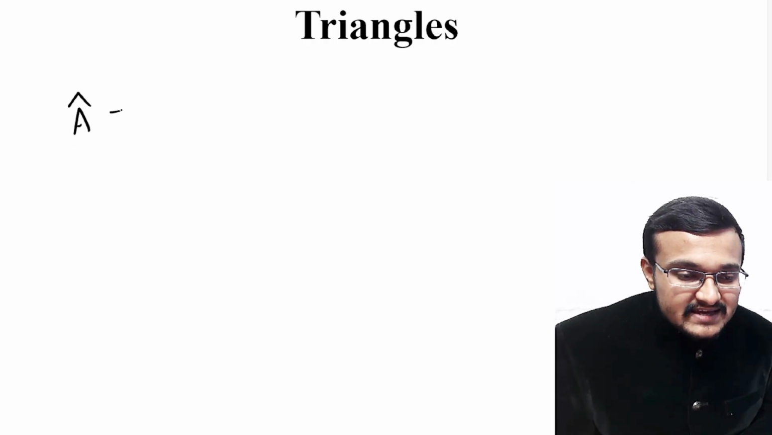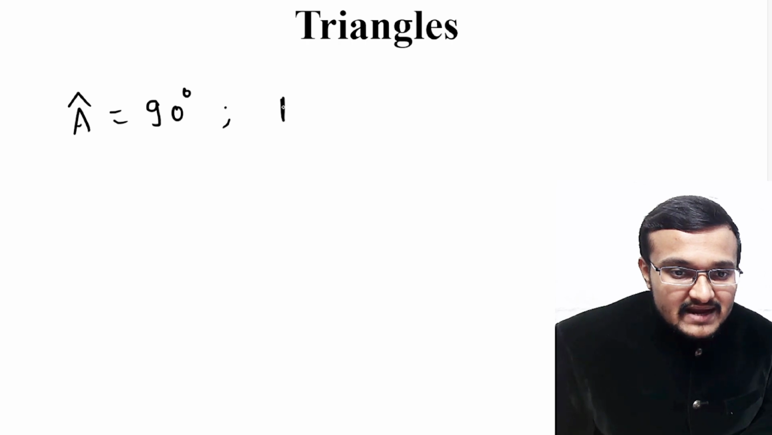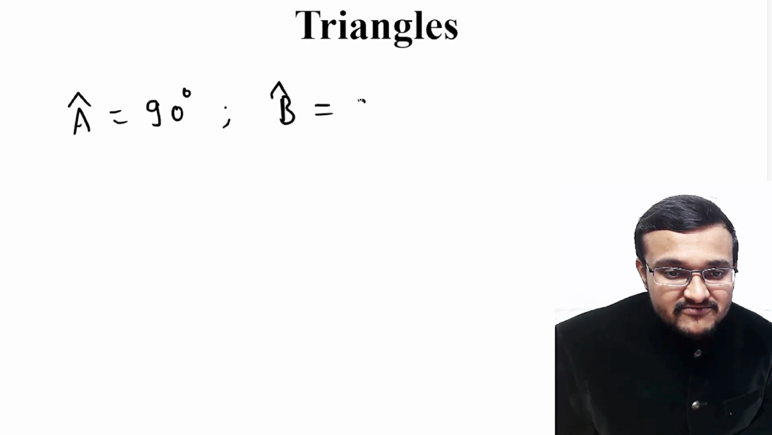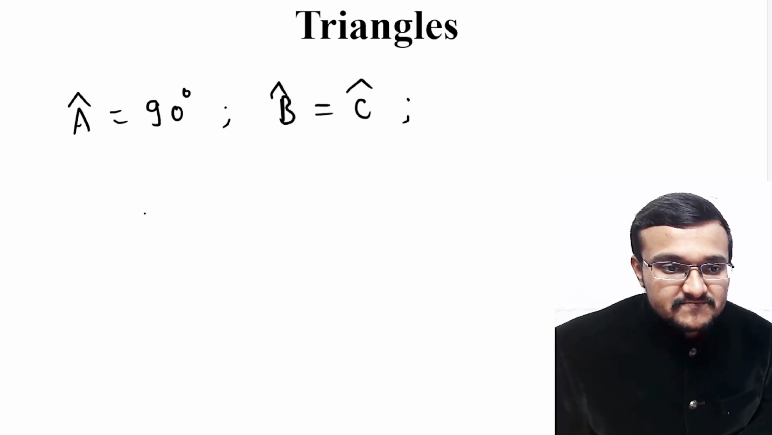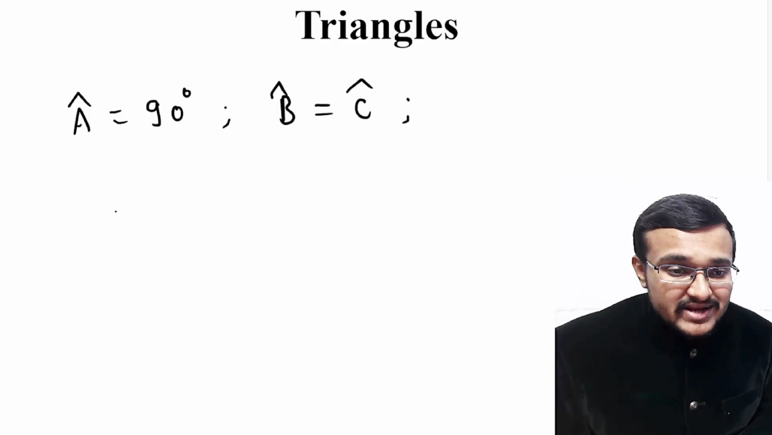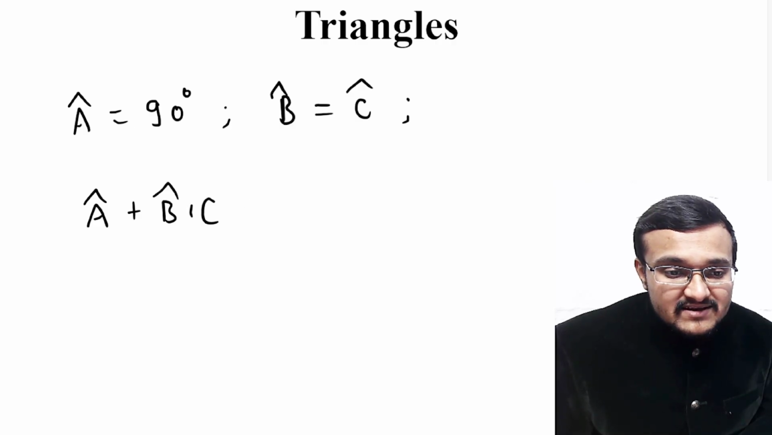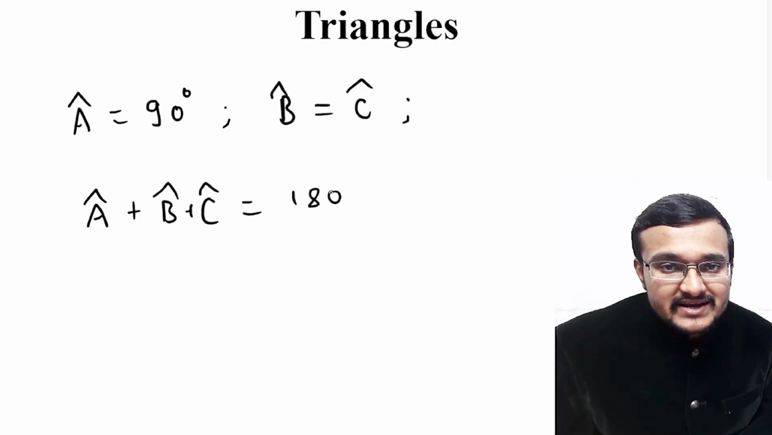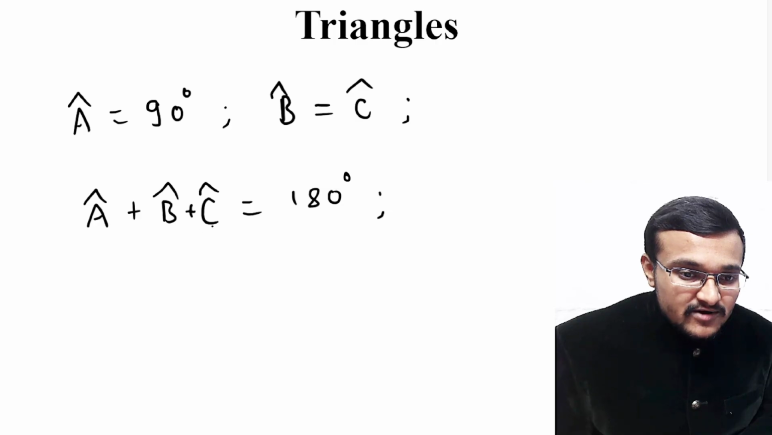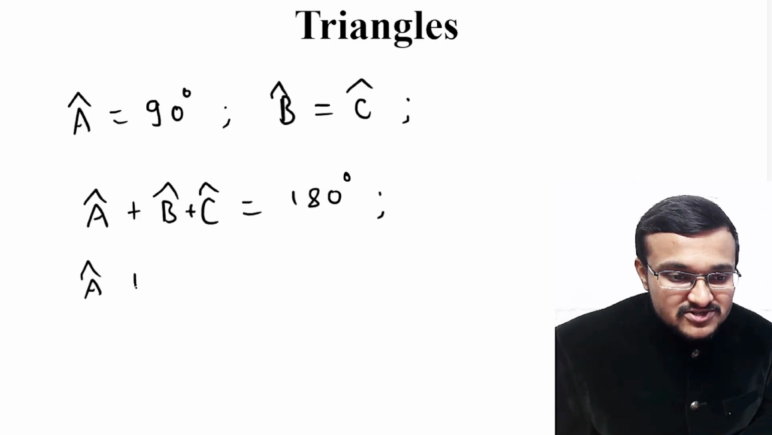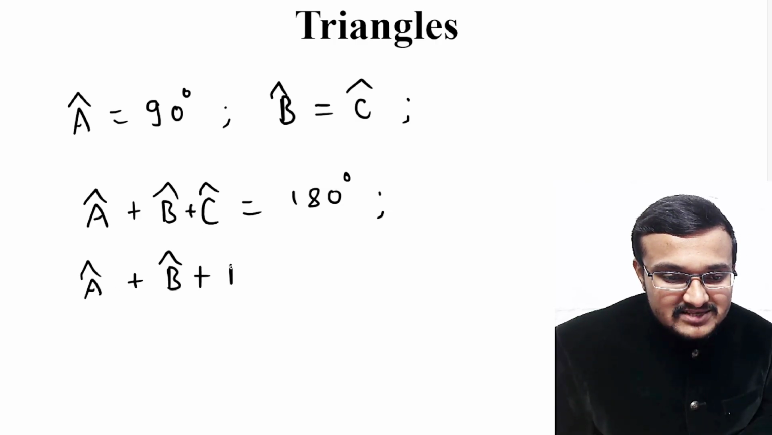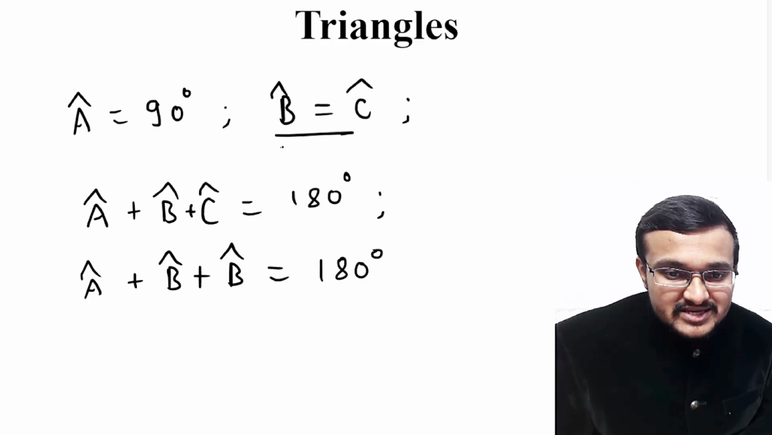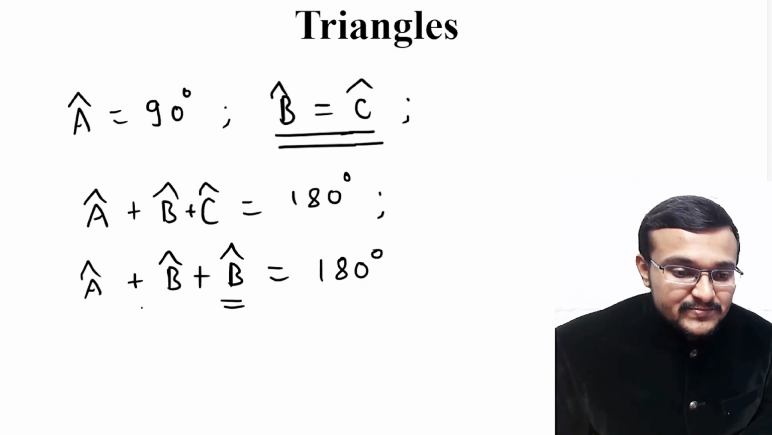Now here we have A equal to 90 degree, and we don't know what B and C are, but we know that B is equal to C. The sum of interior angles of a triangle is always equal to 180 degree. Now B is equal to C, so in the place of C, I'll write B only. So angle B plus angle B, because B is equal to C.